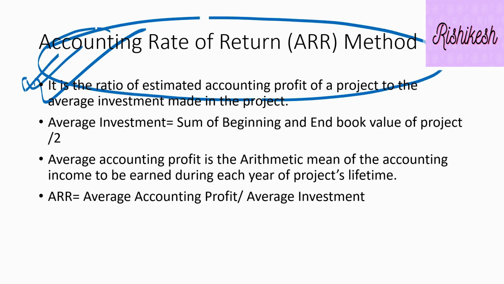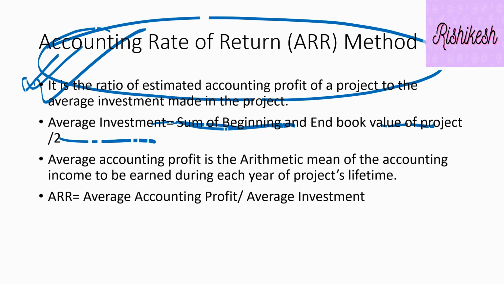Now, what is accounting rate of return? It is the ratio of the estimated accounting profit of a project to the average investment made in the project. So it is the ratio of estimated accounting profit. There are two terms: estimated accounting profit and average investment made in the project.